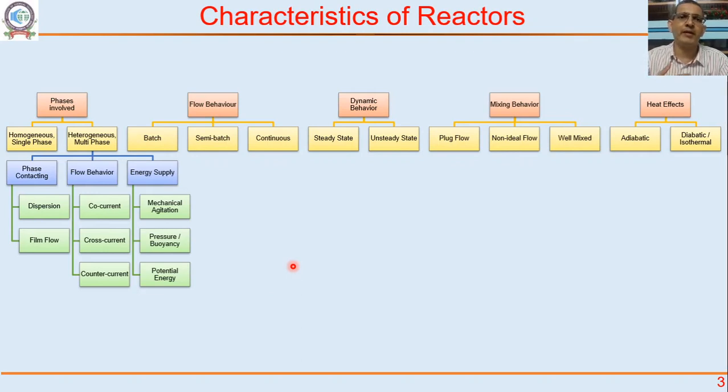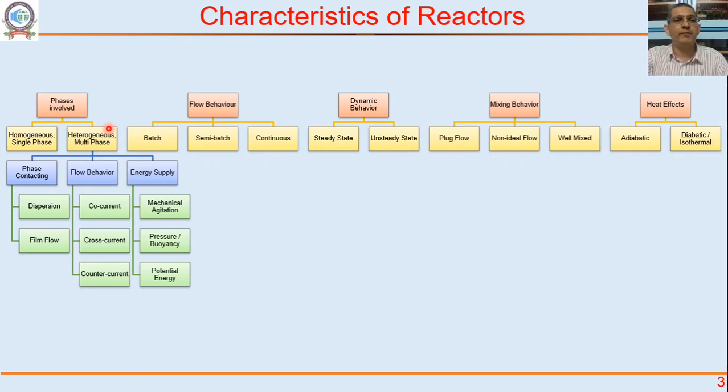Here are some of the characteristics that we can think of. Maybe you have thought of some of these characteristics, maybe you have thought of all of these characteristics. It is good. One category could be depending on what phases are involved. So if it's a homogeneous or a single phase reaction, or it is a heterogeneous reaction involving multiple phases.